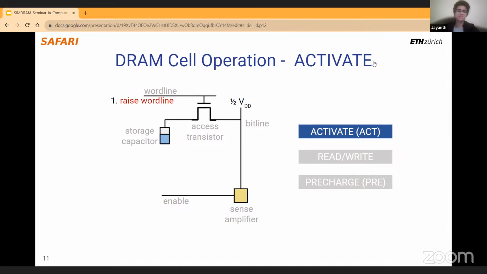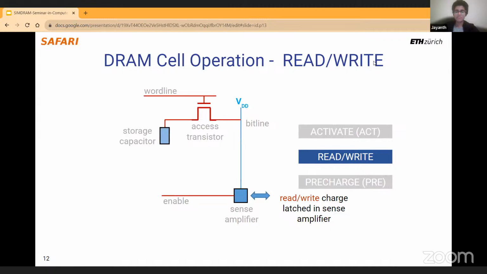Now the charge in the capacitor charge-shares with the bit line, and a deviation is induced on the bit line. This deviation is sensed and amplified by the sense amplifiers. In our case, we are reading a logic 1, so the bit line is pulled by the sense amplifiers to logic high, and the charge in the capacitor is restored as well. Now we have this value latched in the sense amplifier, or the row buffer. All we have to do to read these values is issue read or write commands to the DRAM bank, and the value latched in the row buffer can be read.